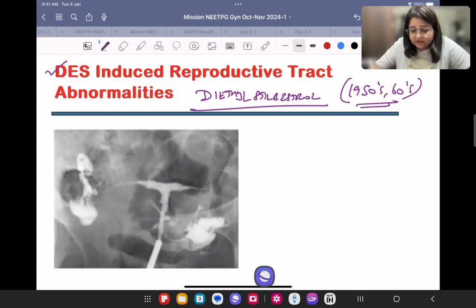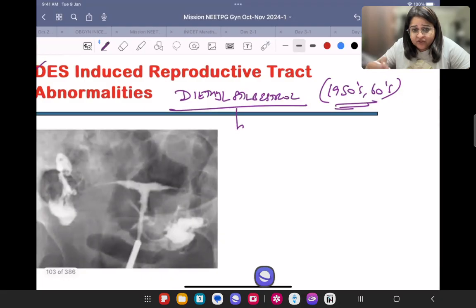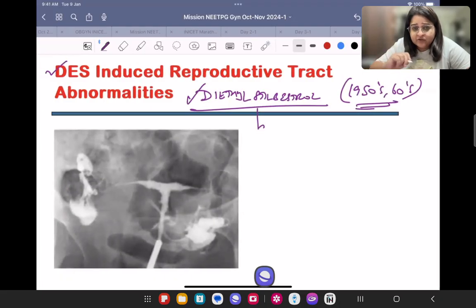In that era, what was given in patients with bad obstetric history, with recurrent abortions, recurrent preterm, diethylstilbestrol was given. This was an estrogen analog, a synthetic estrogen. Okay, and it was given to a lot of women. But when these women delivered babies, and these babies grew up, they were called DES daughters and DES sons.